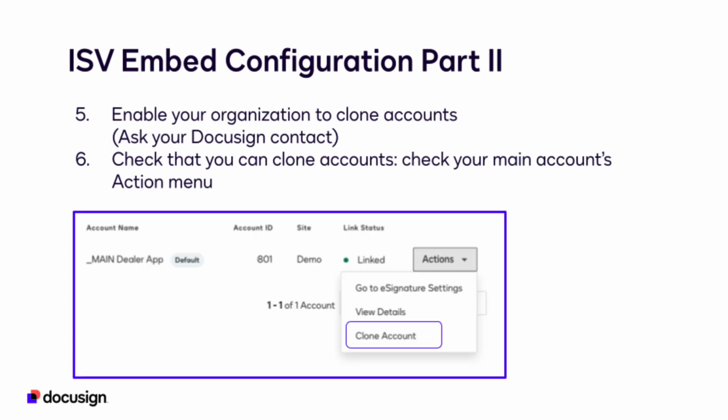Number 5, enable your organization to clone accounts. If a self-service option is not available, ask your Docusign technical contact for assistance. Number 6, check that you can clone accounts by opening the administration app to the organization's accounts page. In the Actions menu, look for the Clone Account action.